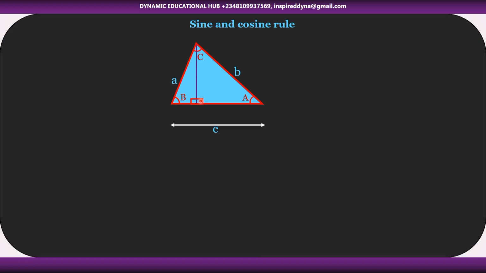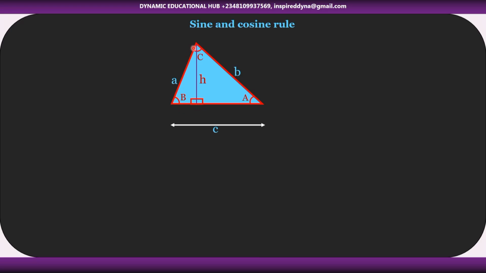So let's label some parts here. The first part we label from here to here, which corresponds to the height of this triangle, because this is a perpendicular line from here to here. So that gives us the height of that triangle. So we use small letter h to represent that.